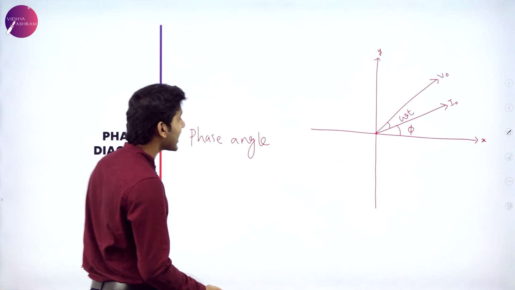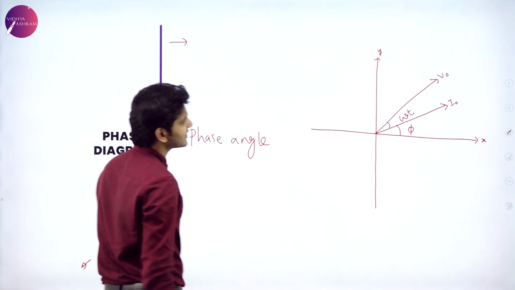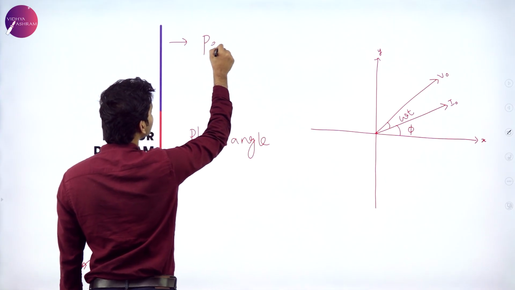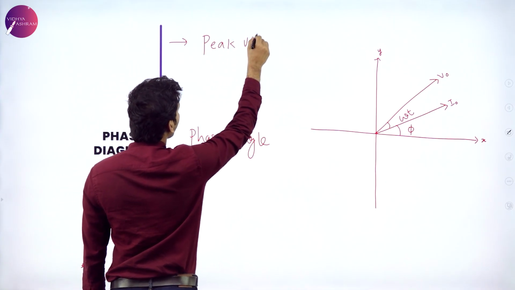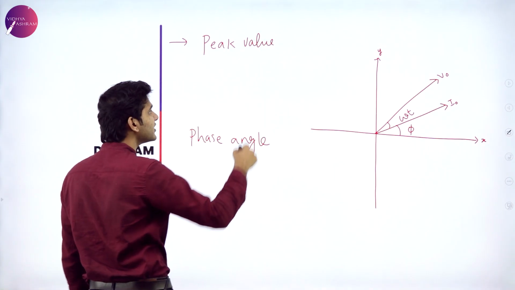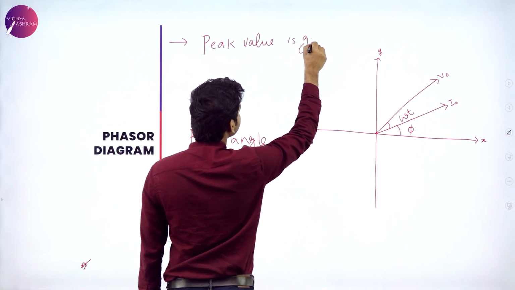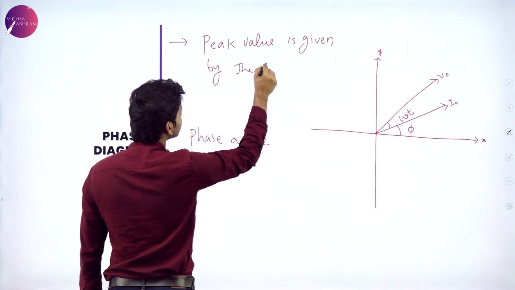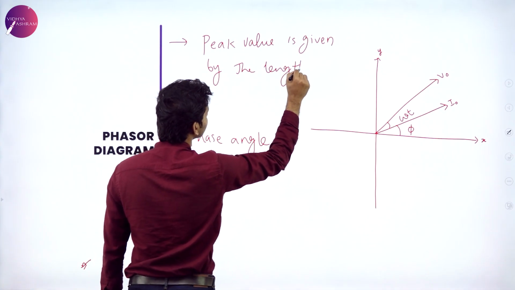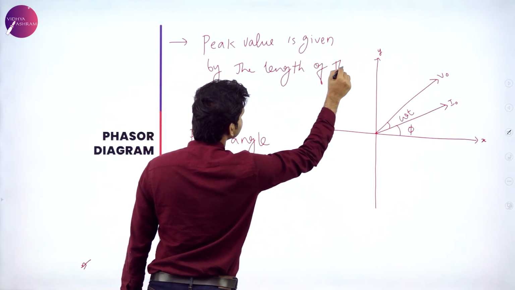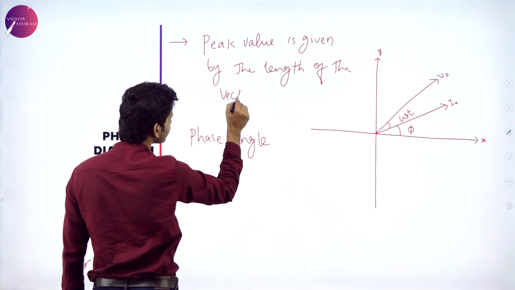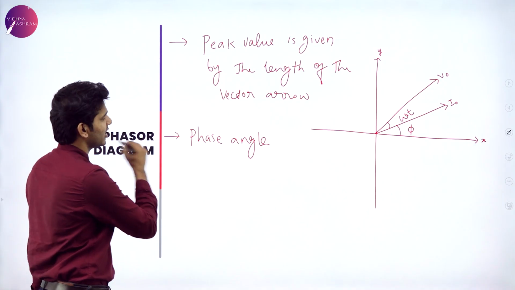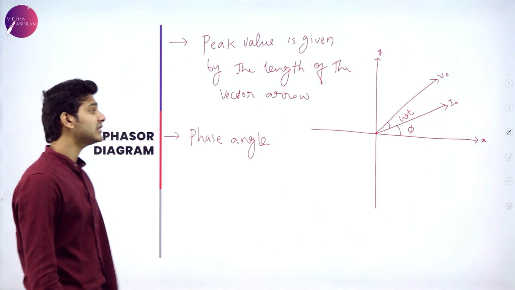So initially I told you that the length of this particular vector will give you the peak value. Peak value of current or voltage is given by the length of the vector. And now I told you about the phase angle between them.